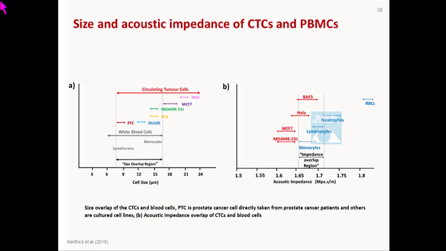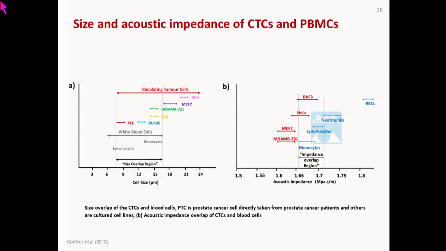Now, the last part of my talk, I'll take about another 5 minutes. If you look at the size distribution of cancer cells and compare with PBMC or white blood cells, there is a large overlap. So people have attempted in literature using size as a marker to separate white blood cells from cancer cells. But there has been a lot of debate because there is a good size overlap between the two.